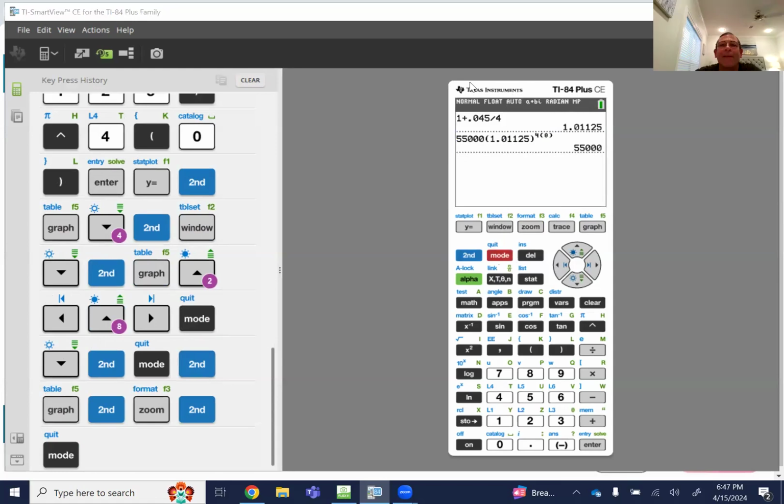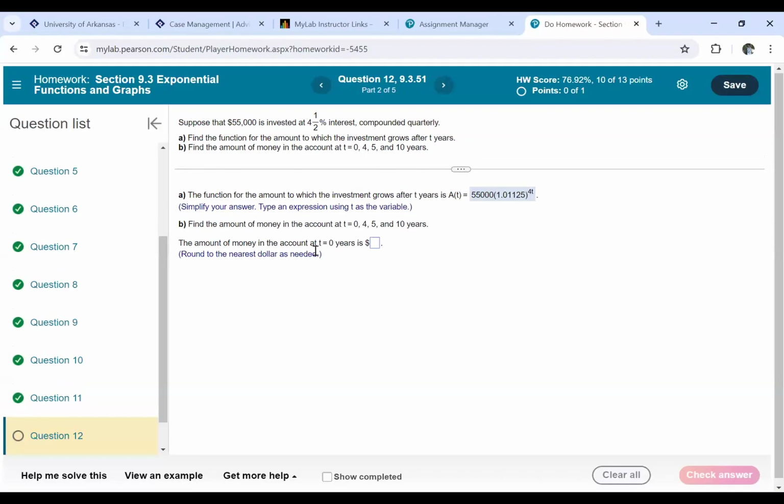Okay. So I'm working on number 12 with you, and I've got the same problem you do on the top half. And I did the work and I put your answer in and it's wrong. On A, yes, sir. All right, what'd you put in that blank? I put 55,000 parentheses 1.01125 in parentheses to 4T. Okay, so yours is 55,000, just like mine.